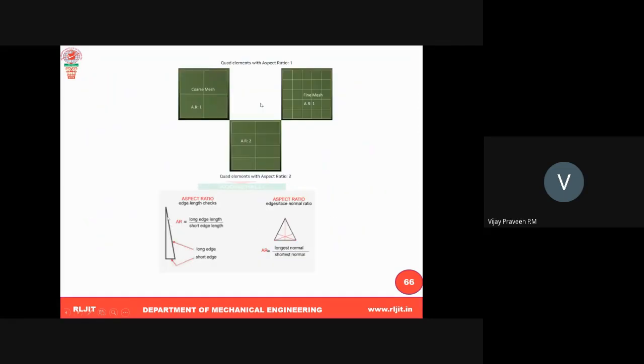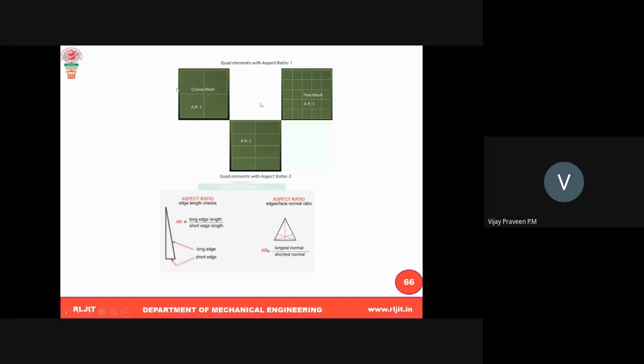See, it is a very simple aspect ratio. You can see this figure. It is the ratio of the longer side to the shorter side. Suppose you take an element. This is the longer side, this is the shorter side. If you take the ratio between these two, that gives the aspect ratio. For the ideal condition, the aspect ratio should be equal to 1. That means AR becomes 1 when the longer edge equals the shorter edge, like an exact square. If you divide this by this, you get 1.